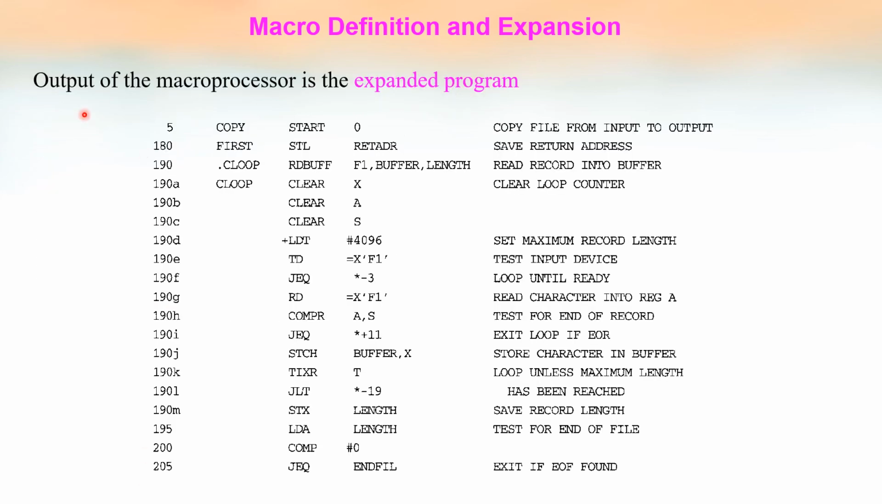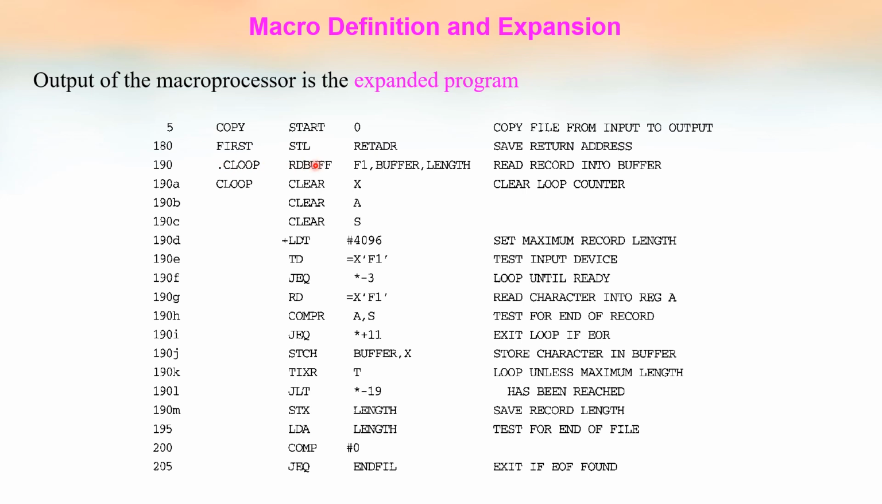So now we can see how the output of a macro processor, that is the expanded program, looks like. See, it starts from the main program, COPY START 0, and all the other statements are the same, first STL, R, ADR, and whenever a macro call or macro invocation is encountered, it is represented as a comment line. This dot represents comments in assembly language, SIC and SIC/XE.